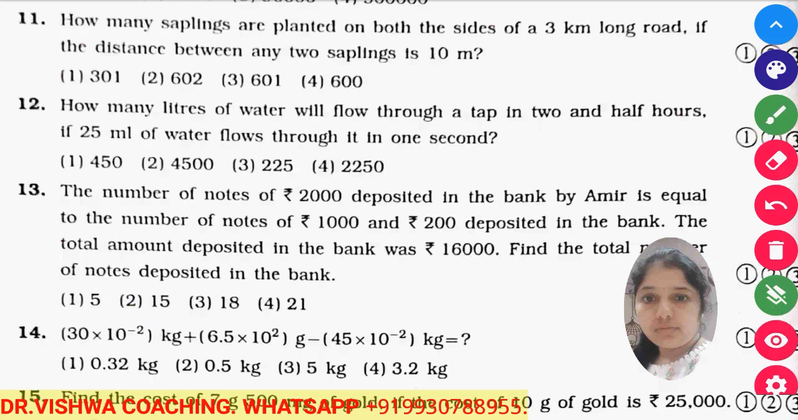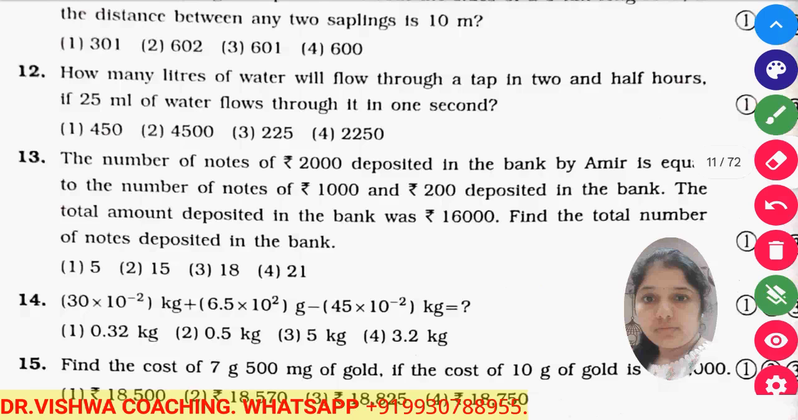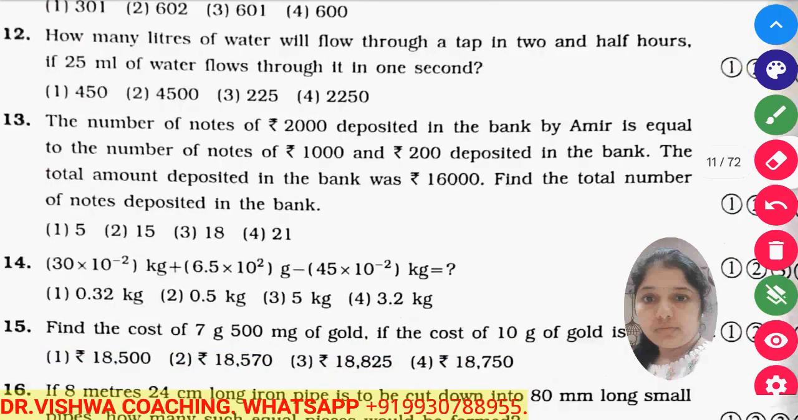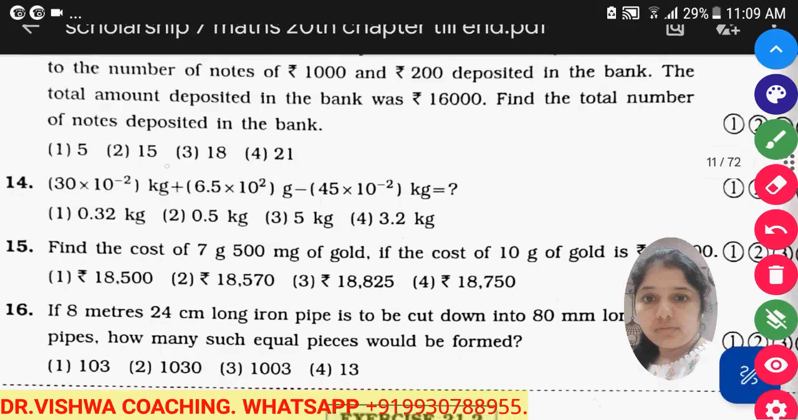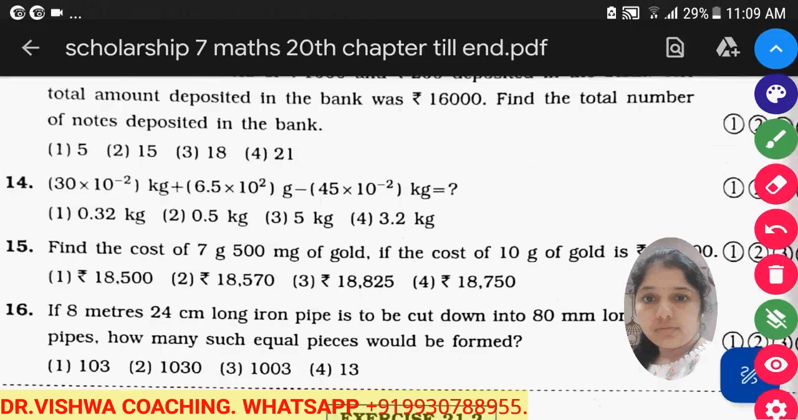Okay. Now the next one, the number of notes of 2,000 rupees deposited in the bank by Amar is equal to the number of notes of 1,000 and 200 deposited in the bank. The total amount deposited in the bank is 16,000. So find the total number of notes deposited in the bank.